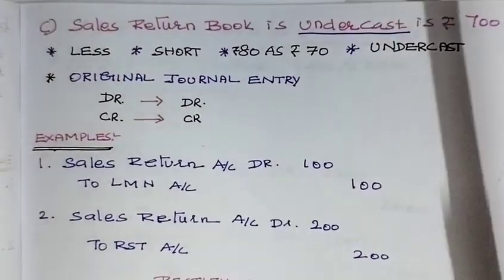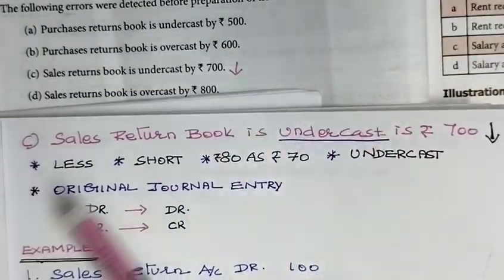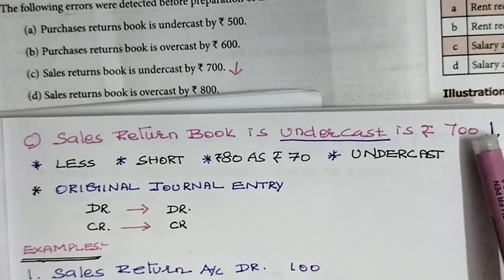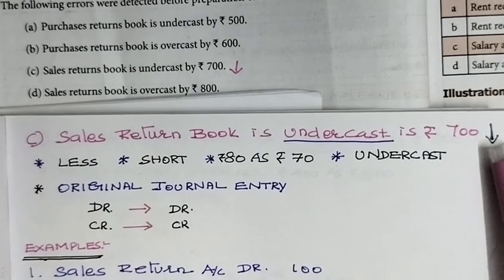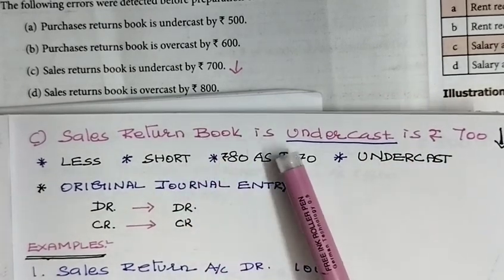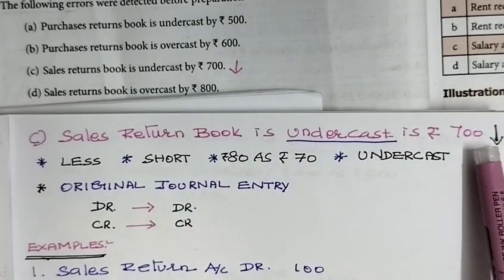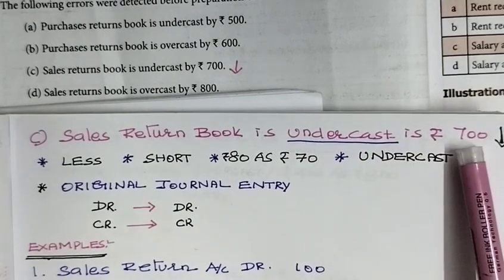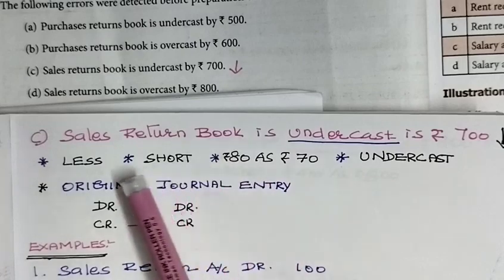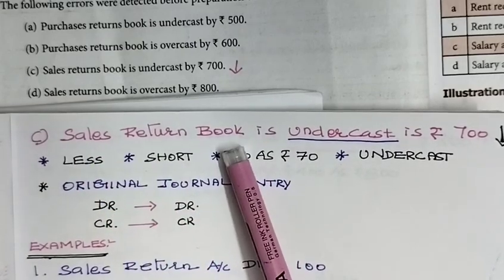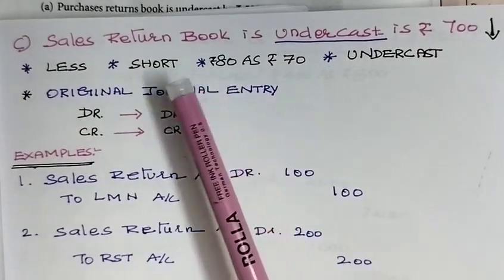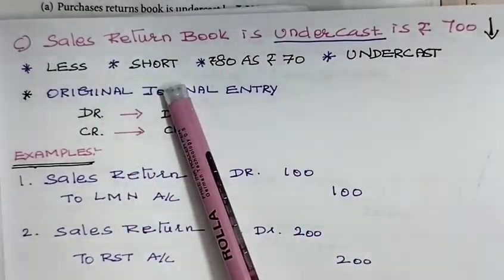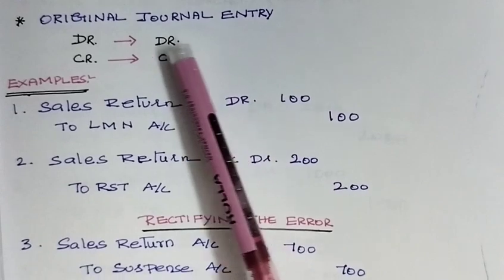So what is the question? Sales return book is undercast by rupees 700. Undercast means 700 rupees decreased in the sales return book. Okay, this is the error. How do you rectify this error? Decreased means you have to add 700 rupees in the sales return book. Then the error will be rectified. So when you see undercast, less, short, like these words, you have to follow the original journal entry.